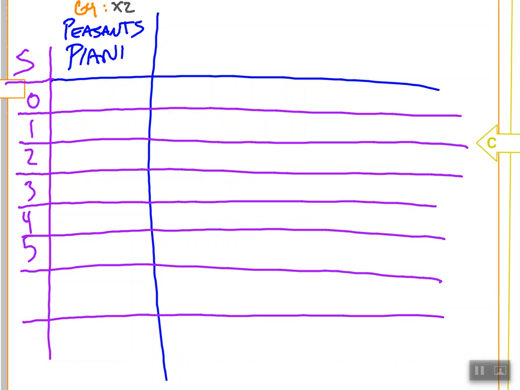All right, so how many pennies were on the first square of the peasant's plan? 1. How many were on the second square? 2. How many on the third square? Not a trick. 4. Fourth square? Fifth square? Okay. And we had an equation. So what was the equation that we had for the peasant's plan?